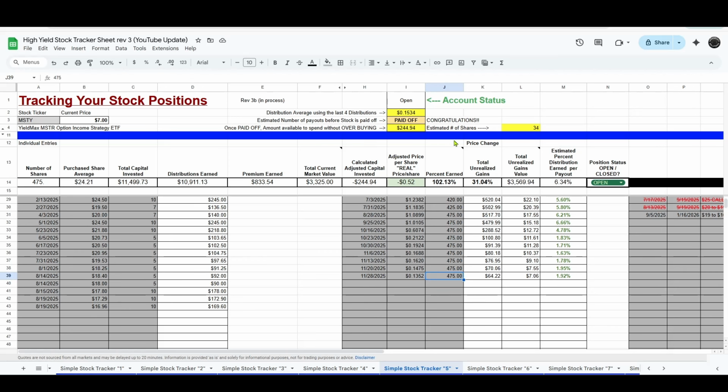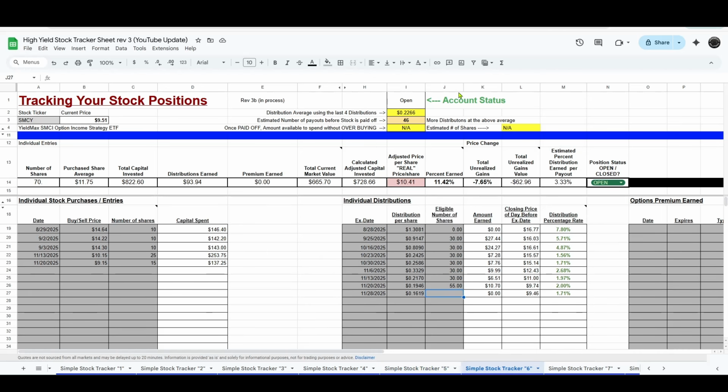And of course up here you can see where it does help to add up how much over that paid off status that I could use to buy more shares and it still stay within that paid off status. So I could buy 34 more shares of MSTY at the current price and it would still stay as paid off. But currently, I'm just holding and just gathering up the distributions.